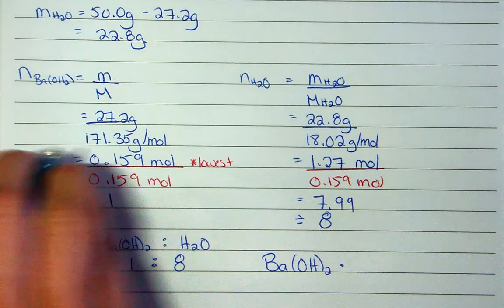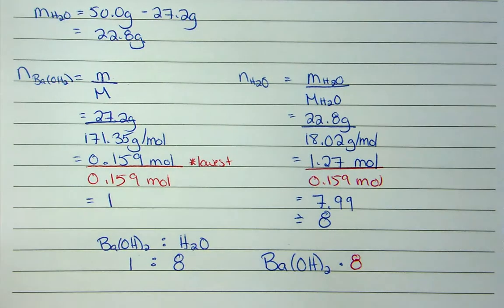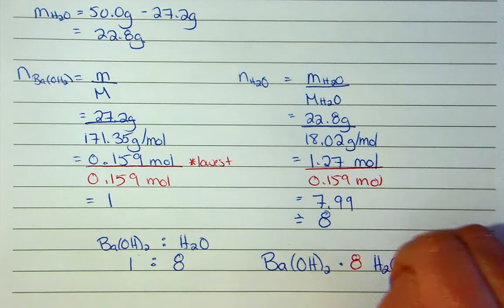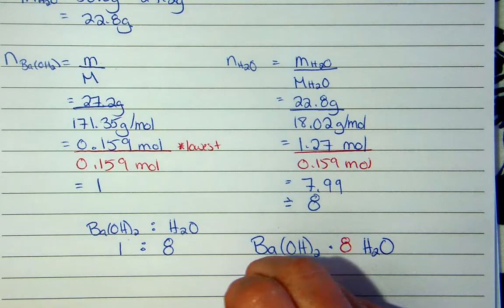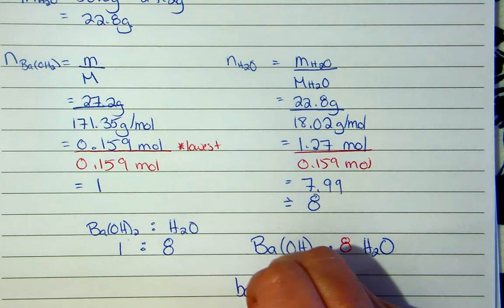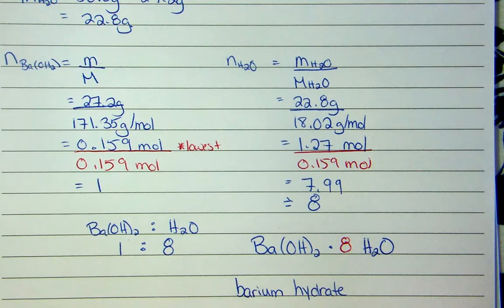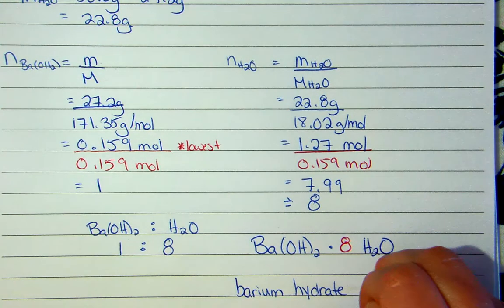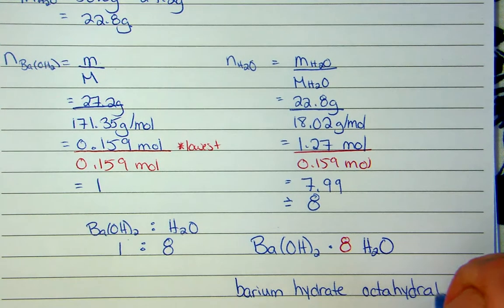Ba(OH)2. Now remember that dot for hydrates. So that's going to be an 8 H2O. And what would the actual name of this compound be? Do you remember how we name hydrates? So we'd have barium hydroxide, then we take the prefix here, octahydrate.